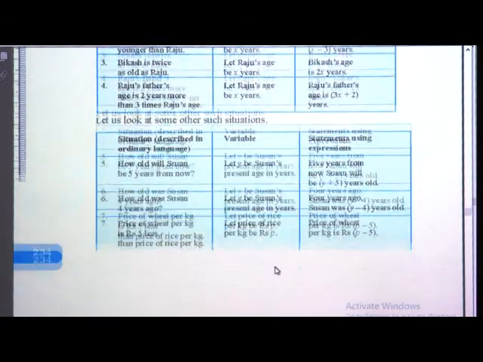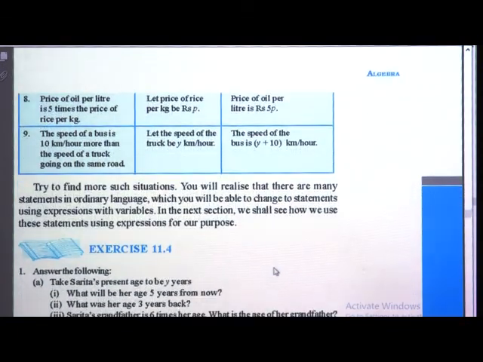Using expressions practically means the situations are given and we find the expressions by using different variables. Let us see 2 more examples. The price of oil per liter is 5 times the price of rice per kg. Now see, what is the price of oil per liter? It is 5 times that of rice. What is the price of rice? We do not know, so we have taken the variable P. So the price of oil is 5 times, which means 5P, 5 into P, is the price of oil.